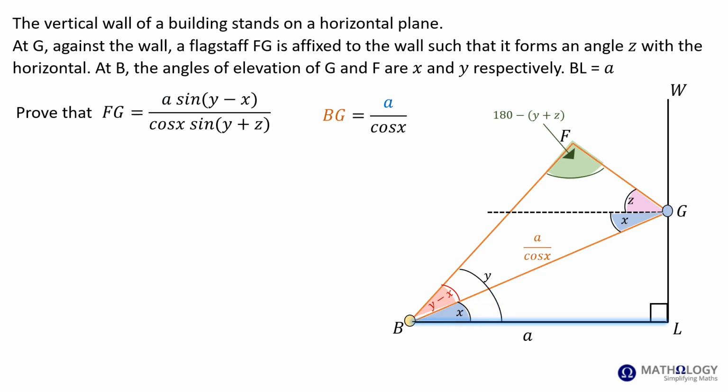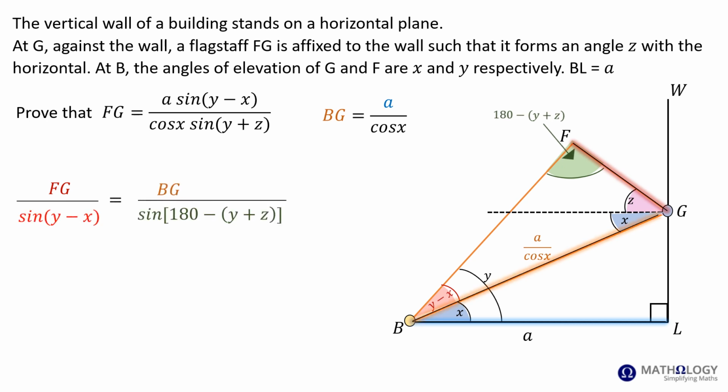In triangle FBG, we now have the two required angles and one side, and we are looking to find another side, FG. We can therefore use the sine rule. Thus, FG over sine Y minus X equals BG over sine 180 minus Y plus Z. FG therefore equals BG sine Y minus X, all over, sine Y plus Z.